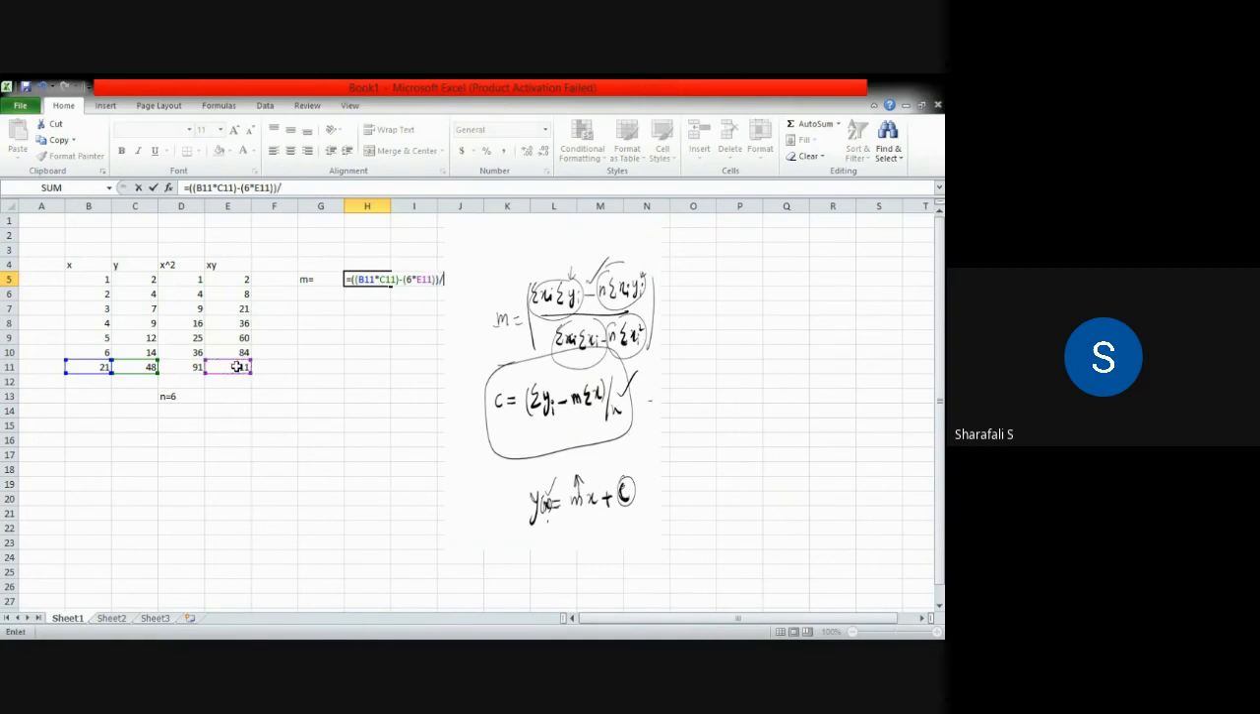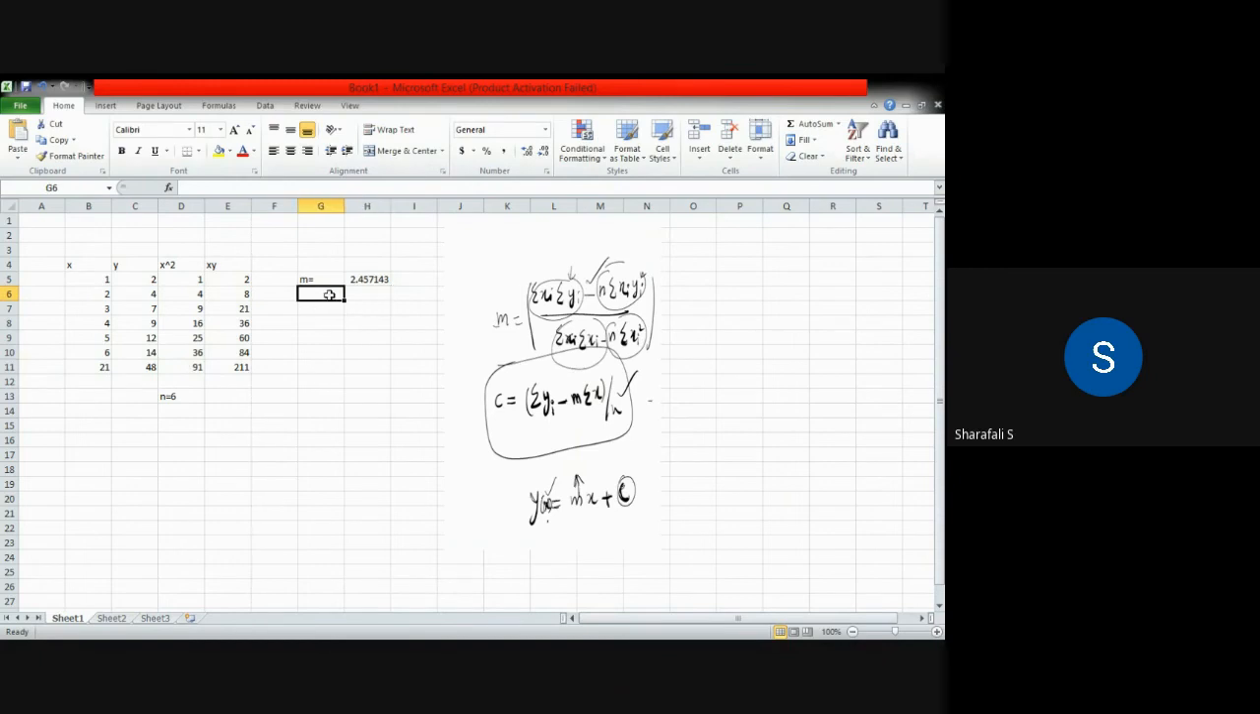That is divided by sigma xi into sigma xi, which is this cell multiplied with the same cell, minus n into sigma xi square. So n is 6, and sigma xi square is this one. So this is the m value.